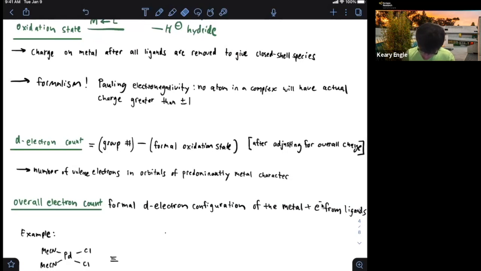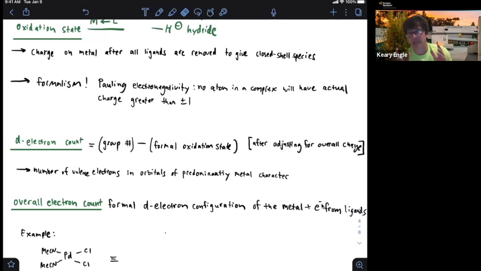So the oxidation state is relatively straightforward to determine. We will remove all the ligands and get them to their closed shell form, and then we will count the amount of anionic charge and account for any overall charge the complex has. And then we will get to charge neutrality, and that will define what the oxidation state is. If that's not clear, it will be clear when we do examples.